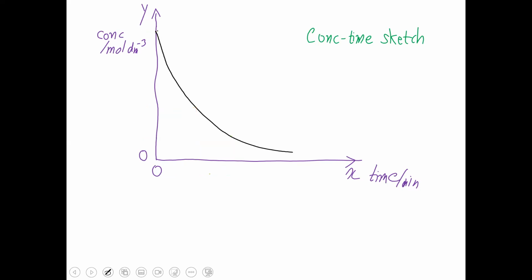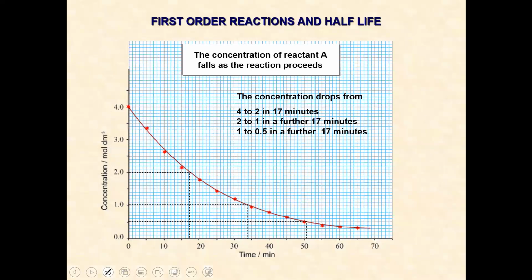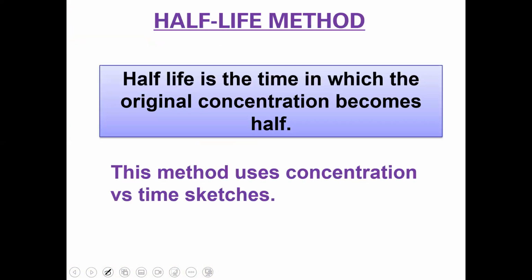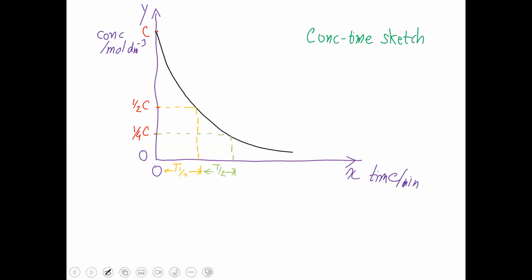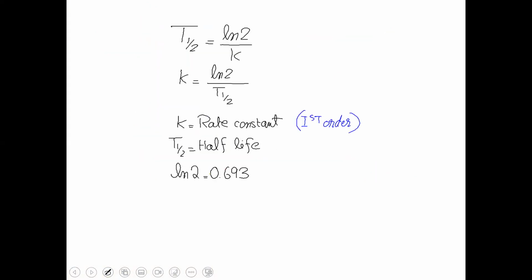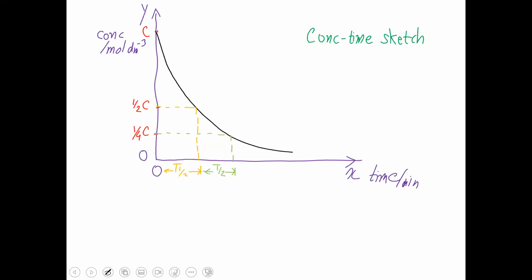So what is half-life? It is the time in which the concentration of the reactant becomes half of its original value. So this is a graph, and we can find the half-life, and we can notice here that half-life is constant. So write under it.